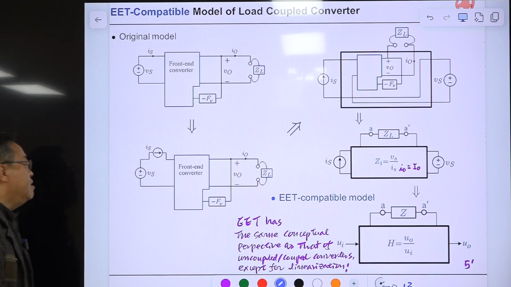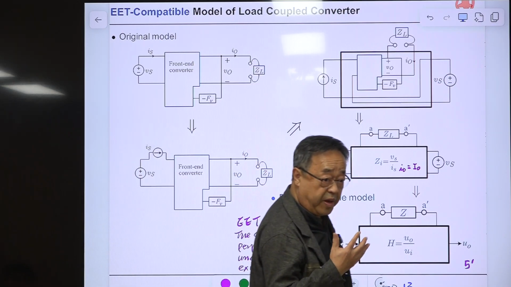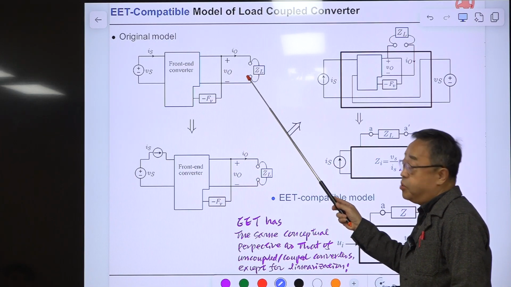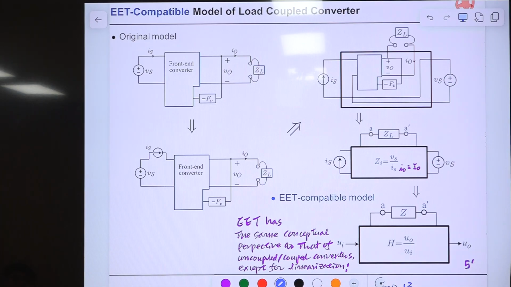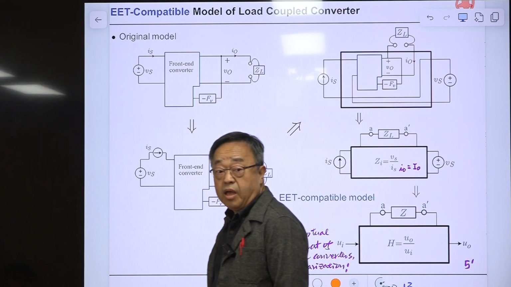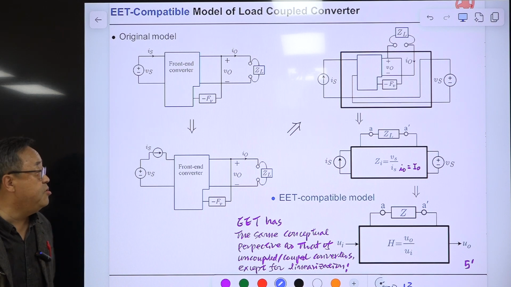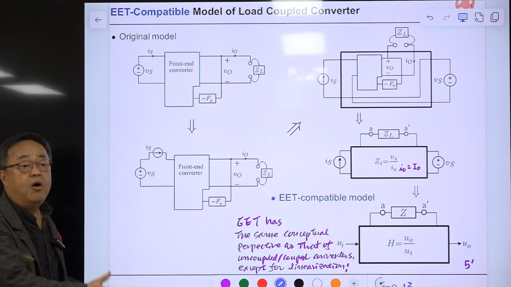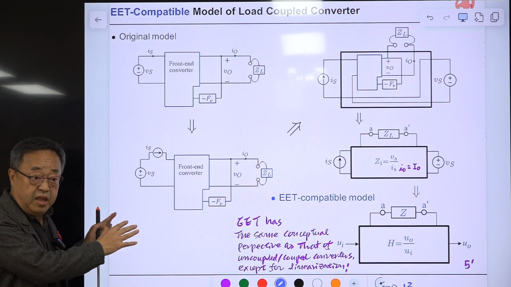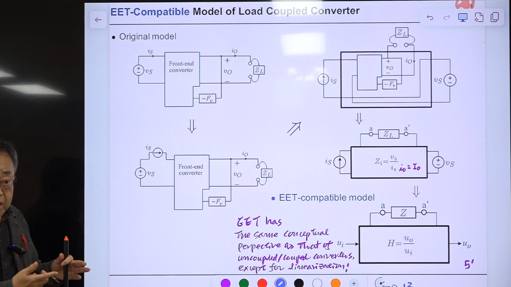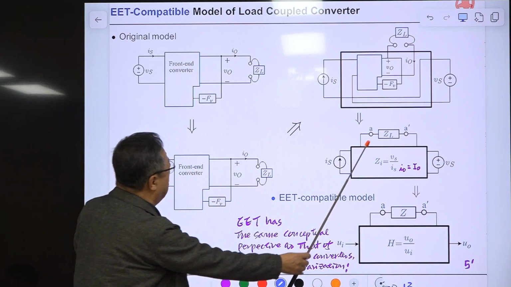The conceptual perspective of the uncoupled converter and the load coupled converter is exactly the same as the basic concept of EET. When I was developing this concept of uncoupled converter, load coupled converter, source coupled converter, and fully coupled converter, I didn't know the EET. Somehow I was thinking about this concept, and later on I found the EET through Dr. Middlebrook's paper, and I found out this concept is almost the same.